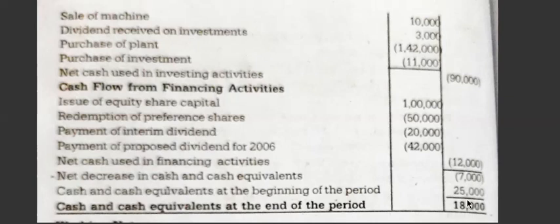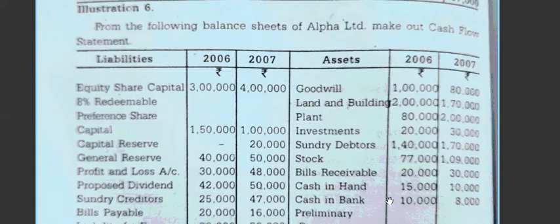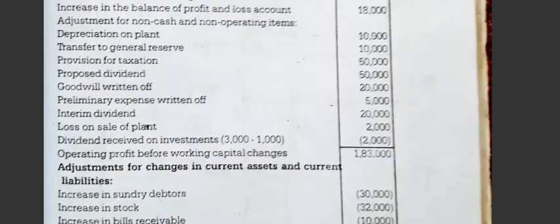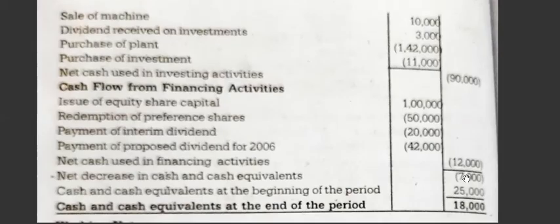Next, add cash and cash equivalents at the beginning of the period. It is given in the problem as 25,000. If you add cash in hand and cash at bank, 10 plus 15, it is 25. You should get 18 at the end. You add 25, and you will get 18. This is the cash at the end.